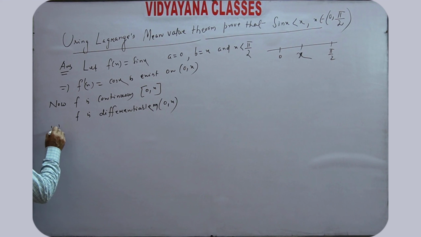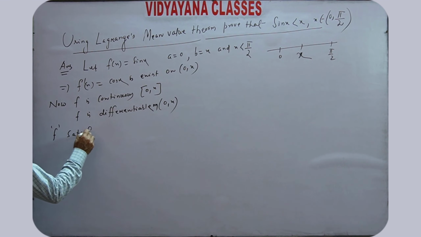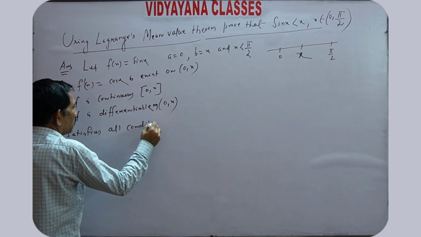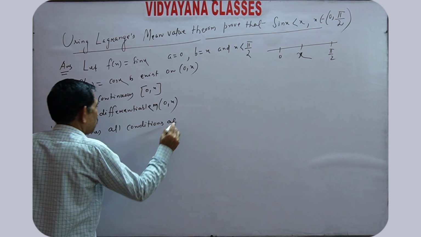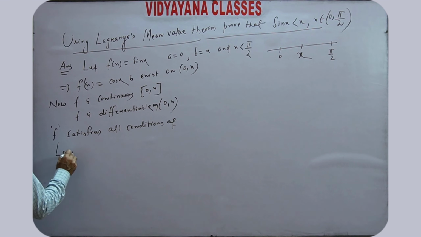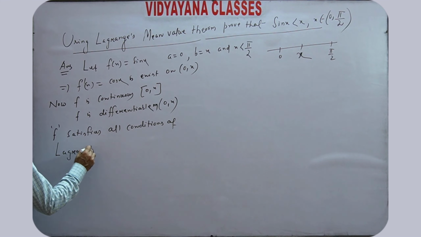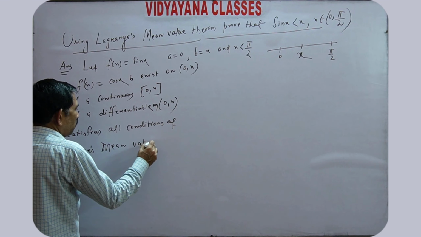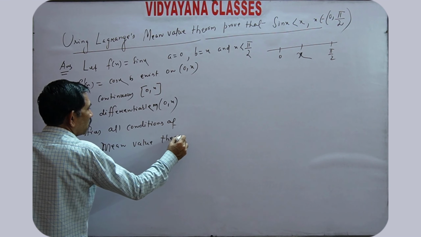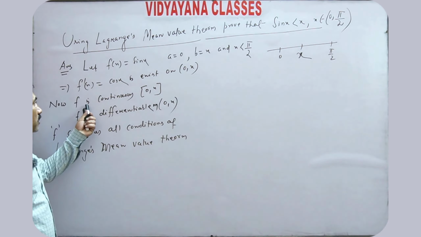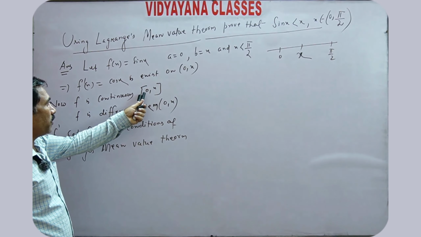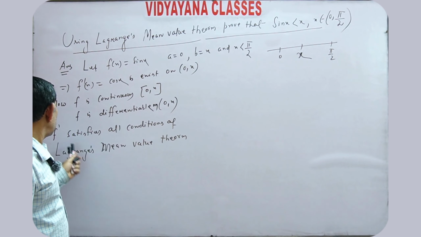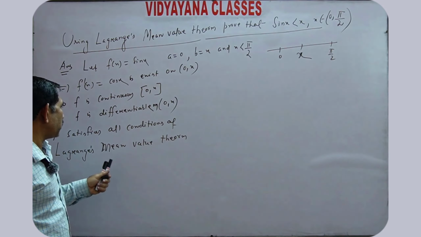f satisfies all conditions of Lagrange's mean value theorem. Clear? f is continuous on closed bracket [0, x], f is differentiable on open bracket (0, x). So f satisfies all conditions of Lagrange's mean value theorem.